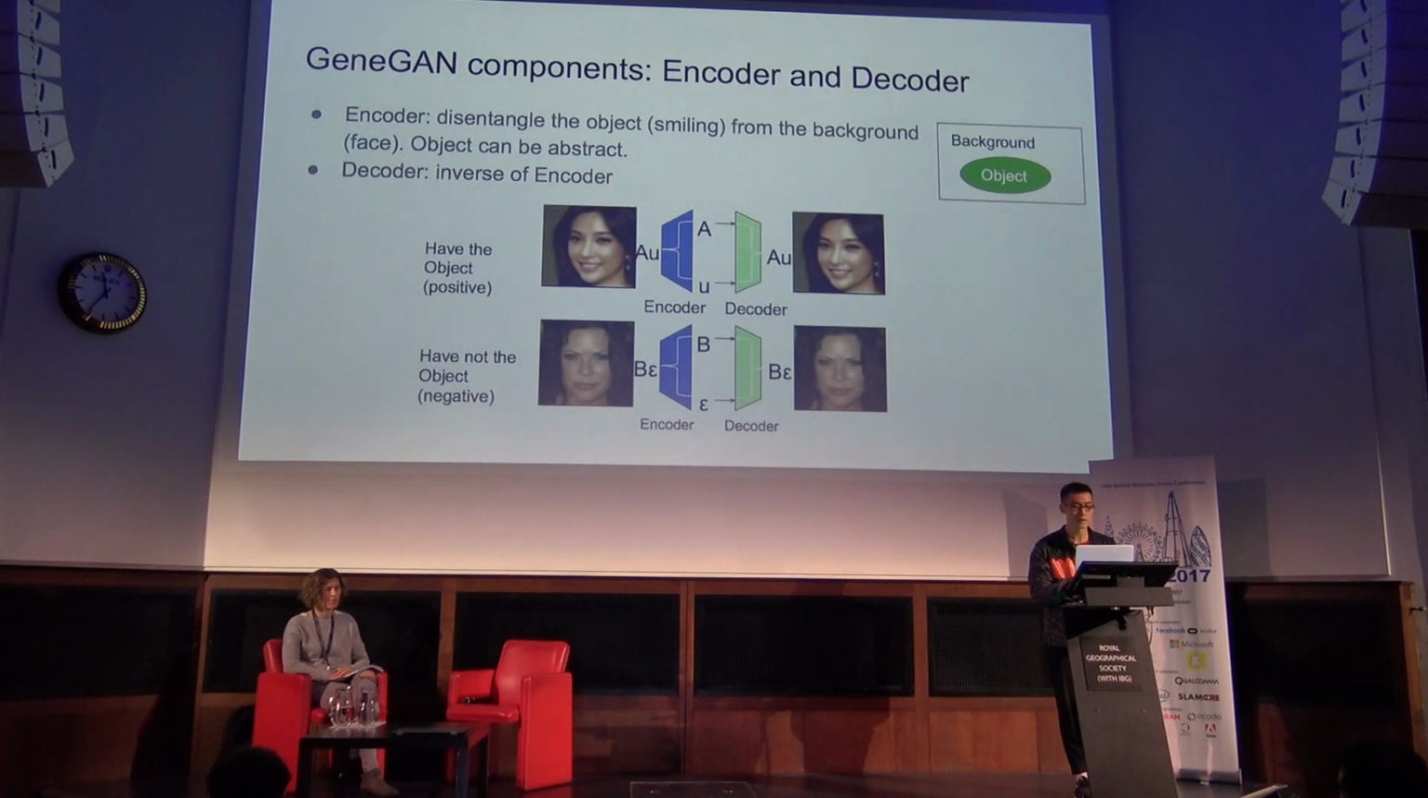Based on the positive side and negative side, GeneGAN can learn to separate objects from background. The building blocks of GeneGAN are the same as in disentangling factors of variation: an encoder that projects an input image to two feature codes, one for background and one for object. Note that the object here can be abstract, like smiling. The decoder is the reverse of the encoder, in that it combines two feature codes to generate an image. We use epsilon to represent a non-object. The output of the encoder is fed to the decoder, where we would expect the exact reconstruction to be produced.